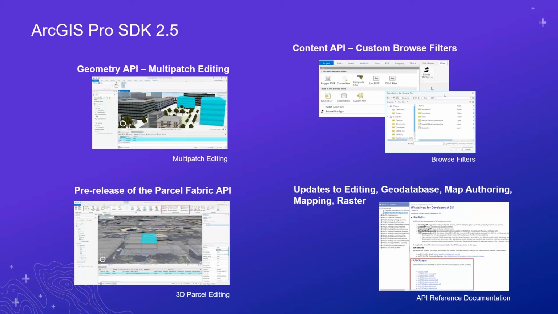There is now the pre-release of the Parcel Fabric API available at 2.5, which allows developers to take a look at some of the capabilities of this new API, which will be fully released at 2.6. Finally, there's updates to many of the different existing APIs with enhancements to editing, geodatabase, map authoring, mapping, and raster APIs. As well, we have updates to all the documentation with all of these new enhancements.